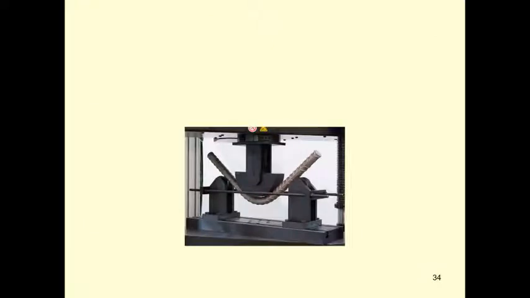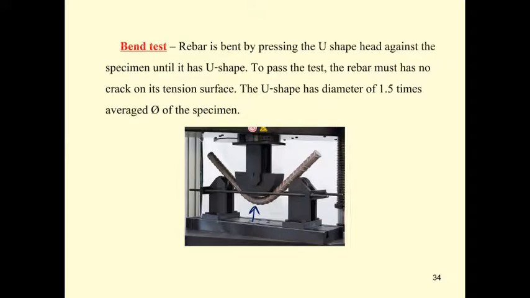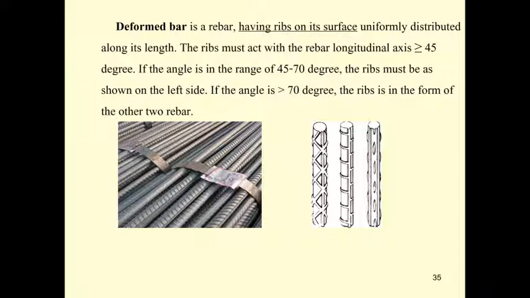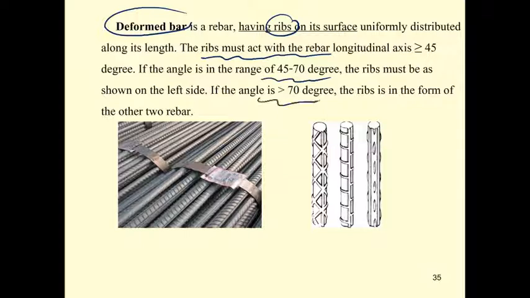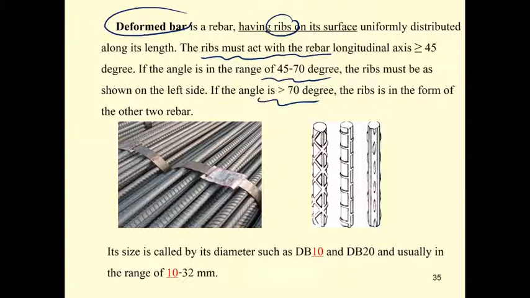And the bend test is like this. This is showing the bend test. In the bend test, we should not have cracks around here. We bend it because we try to increase the bond between the concrete and the steel. The deformed bar has lugs on the surface, and the lugs must be designed properly as specified here. The details you can read by yourself.